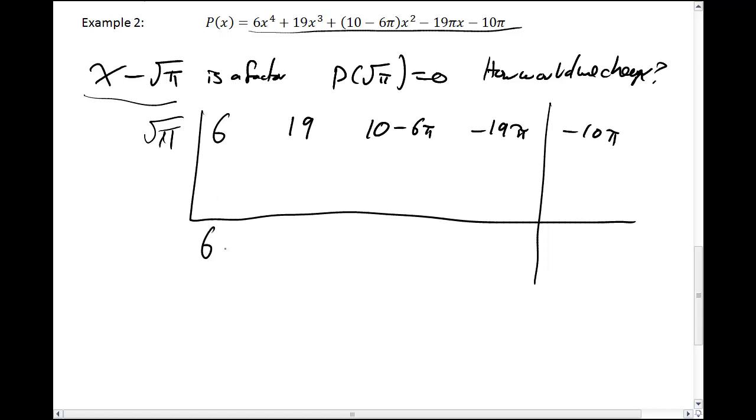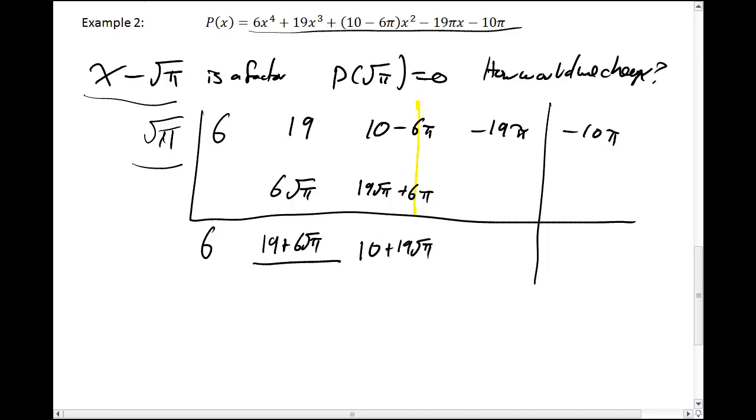I pull the 6 down. I multiply 6 times root pi, and I get 6 root pi. These are not like terms, so when I add them together, I get myself 19 plus 6 root pi. I take 19 plus 6 root pi, and I multiply it by root pi. That gets me 19 root pi when I distribute, plus 6, and root pi times root pi leaves me with pi. That makes these two be opposite signs, so they cancel, and I'm left with 10 plus 19 root pi.